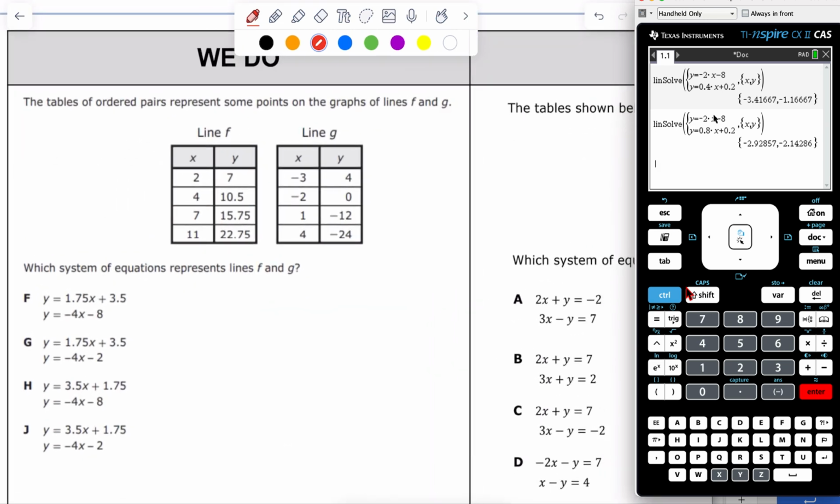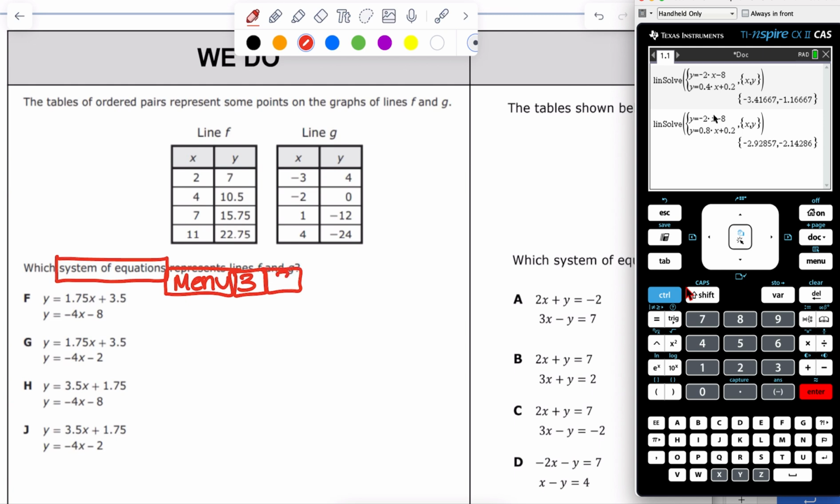We have a we do. Obviously, I'm going to do it since we're not together. It says the table of ordered pairs represents some points on the graph of a line or lines f and g. Which system of equations represents lines f and g? So here I have two tables, and here I see system of equations. So I know somewhere I might have to do menu 3, 2.